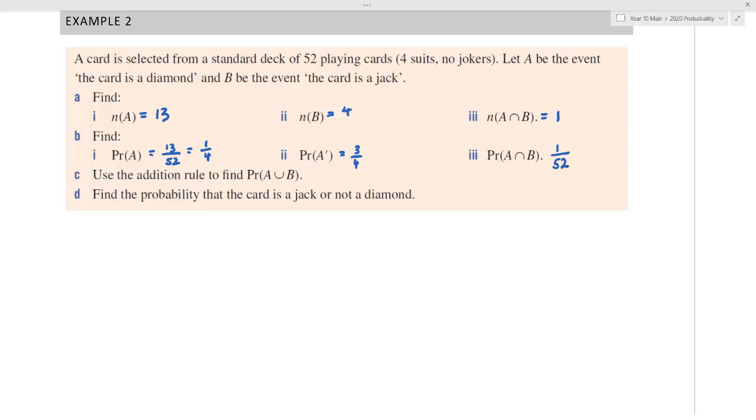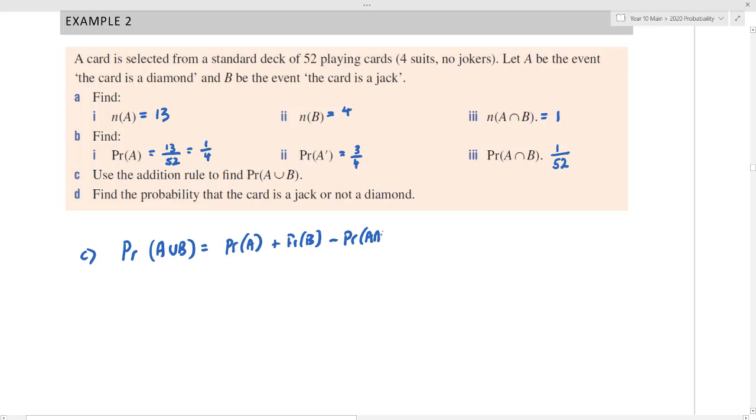Now, it says use the addition rule to find the probability of A or B. So let's write out our addition rule. This is where the probability of A or B, you could have it in your reference, but logically, if I have A and then I have B, I've just counted the intersection twice, so I've got to take one away. If you understand where formulas come from, you have a much bigger understanding rather than just trying to rote learn things. Okay, so there we go.